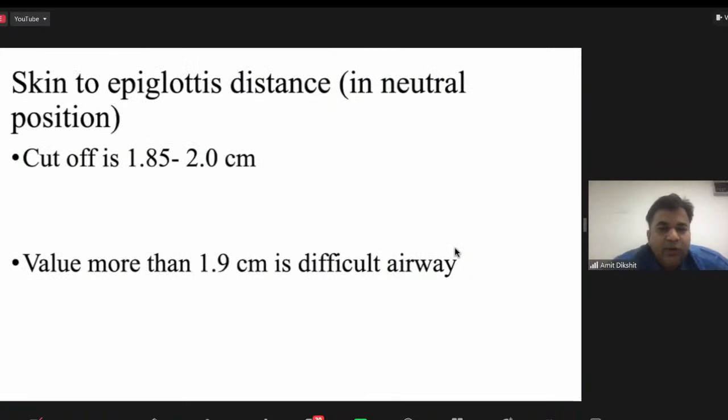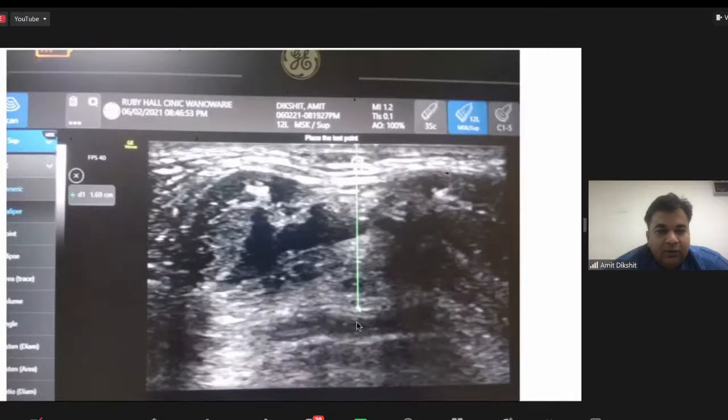So, skin to epiglottis. People are talking about the mid epiglottis, whether to assess at the apex, at the mid, or at the base. Different articles do not say where they have assessed. Most of the studies have come up with a cutoff point of around 1.9 to 2. And this is the black hypoechoic area.